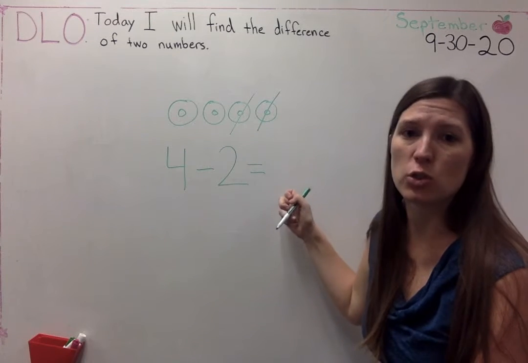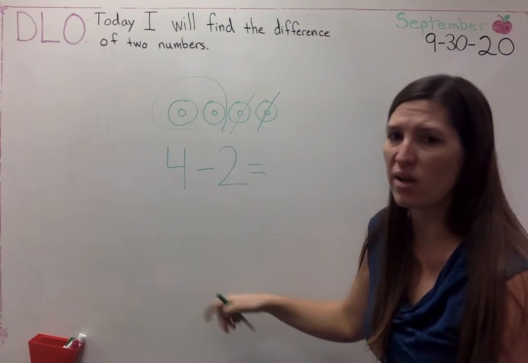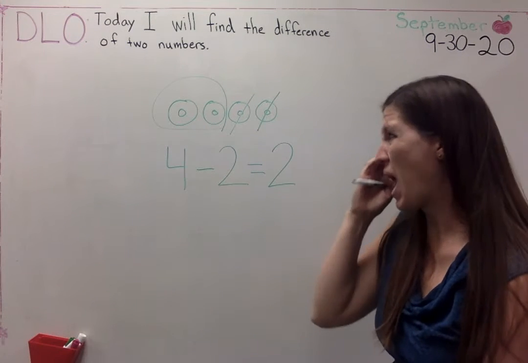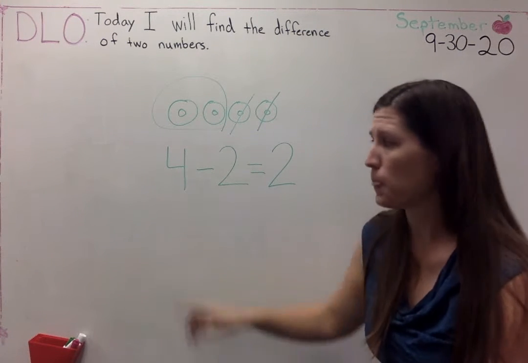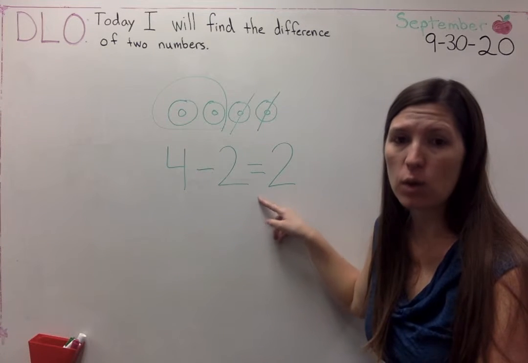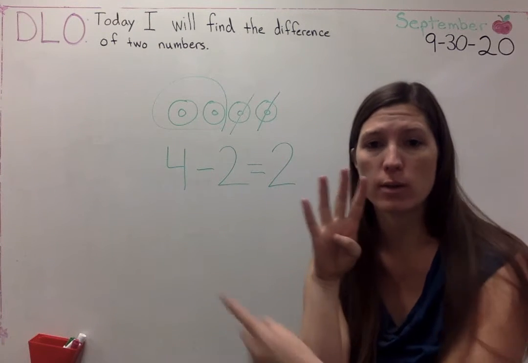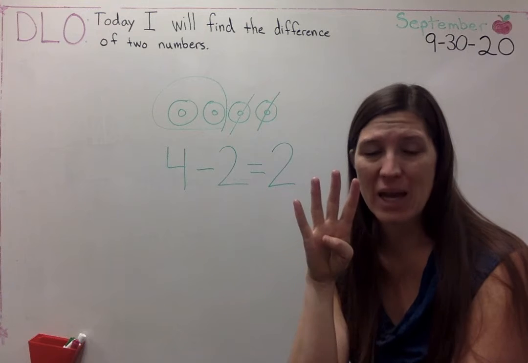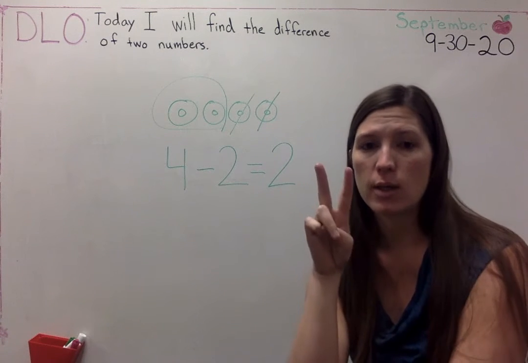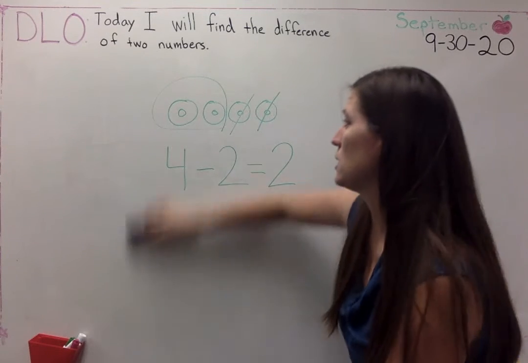How many donuts do I have left? Those are the remaining ones. How many are left? Let's count. 1, 2. Now let's read our equation. 4 minus 2 equals 2. Put your fingers up. 4, that's the first number we started with, minus 2. Minus means take away. 1, 2. How many are left? 2. All right. Let's erase, erase, erase.